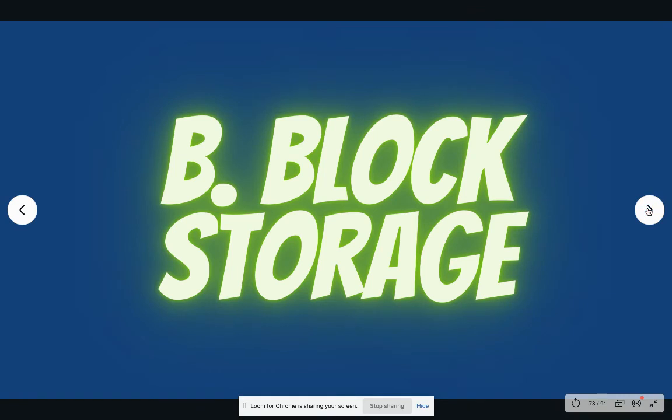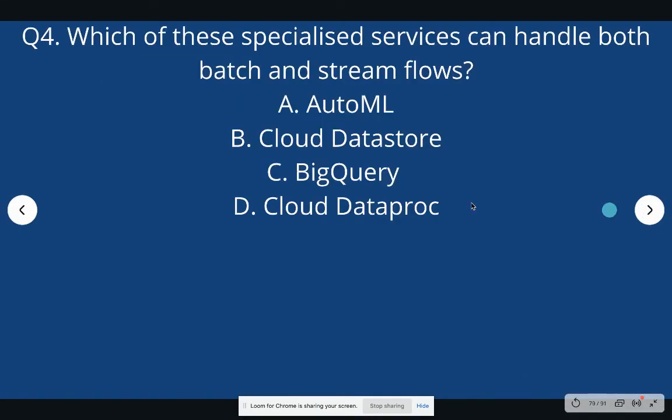Good. I think as we go through these, they're getting easier and easier to identify. We need to look for things to help us identify what type of storage we need to go for. Let's have a go at the next one. Which of these specialized services can handle both batch and stream flows? A, AutoML, B, Cloud Data Store, C, BigQuery, or D, Dataproc?